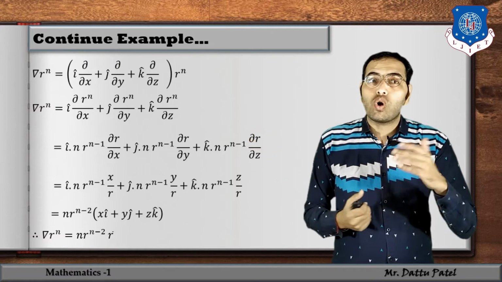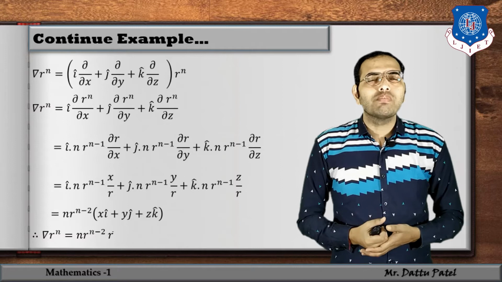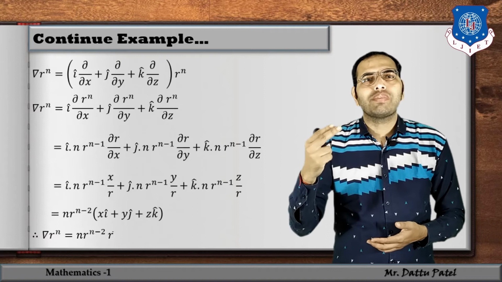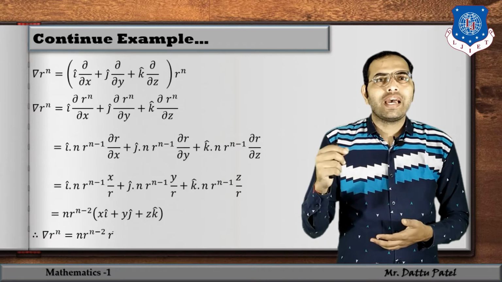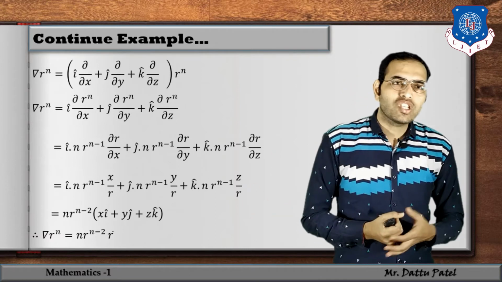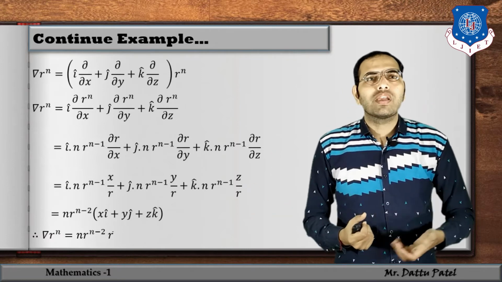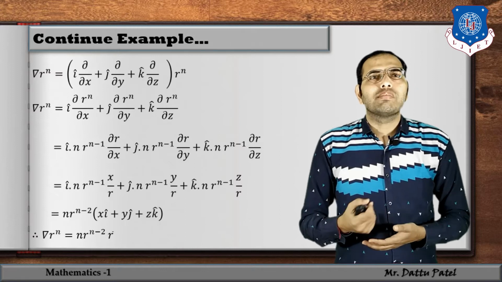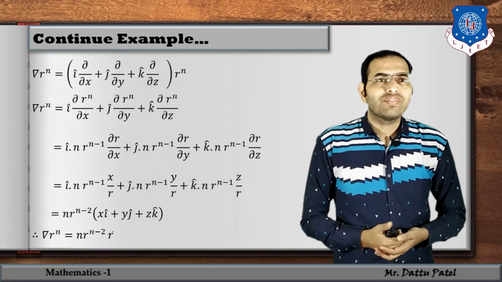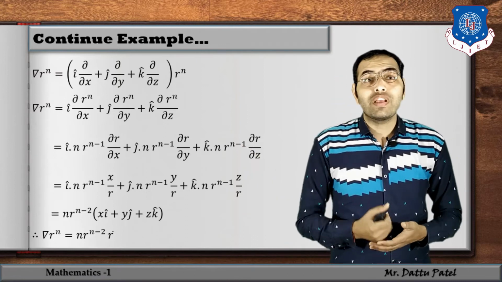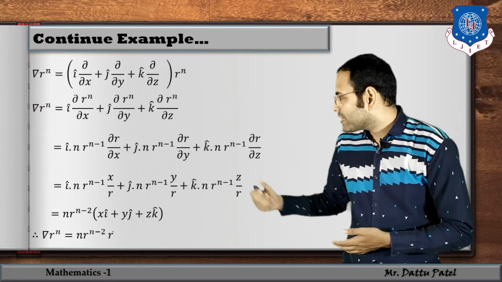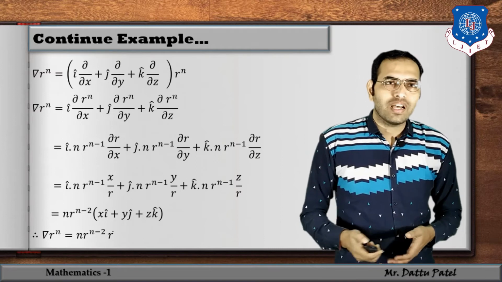Substitute them, which we already found. Then it becomes i n r raised to n minus 1 x by r plus j n r raised to n minus 1 y by r plus k n r raised to n minus 1 z by r. In this equation, n r raised to n minus 1 is common, and the remaining terms become xi plus yj plus zk. Here xi plus yj plus zk is our position vector, that is r bar. Substituting it, it gives n r raised to n minus 2 into r bar. Hence proved our example.